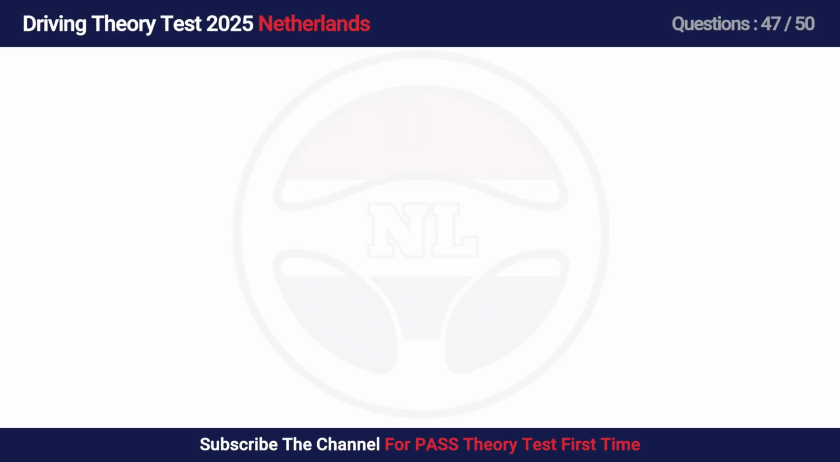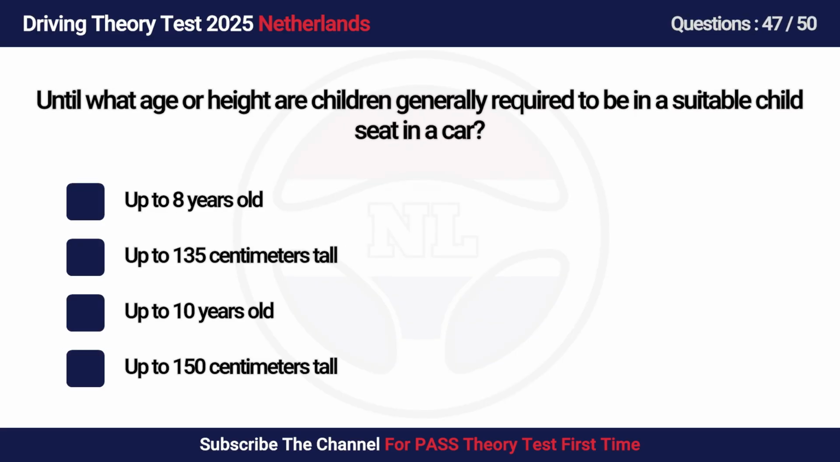Question 47. Until what age or height are children generally required to be in a suitable child seat in a car? A. Up to 8 years old. B. Up to 135 centimeters tall. C. Up to 10 years old. D. Up to 150 centimeters tall.